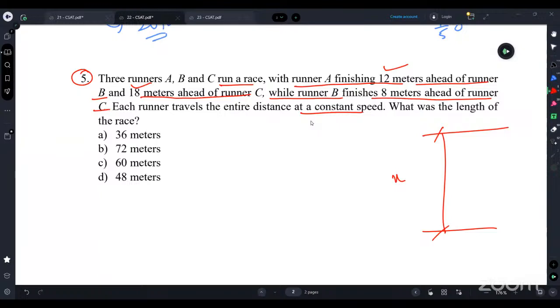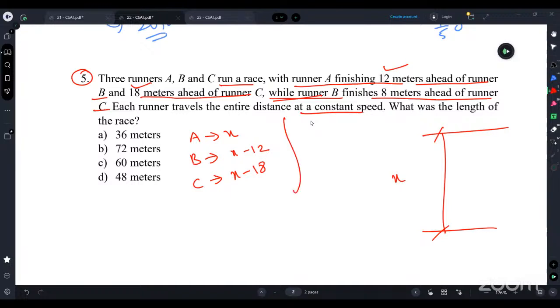So what is happening? In the first race, A is finishing the race 12 meters ahead of B. So it means that A has covered, let's say, X meters of distance. So how much distance has B covered? It is X minus 12. And in the same race, how much distance has C covered? X minus 18, right? Because it is 18 meters behind A.